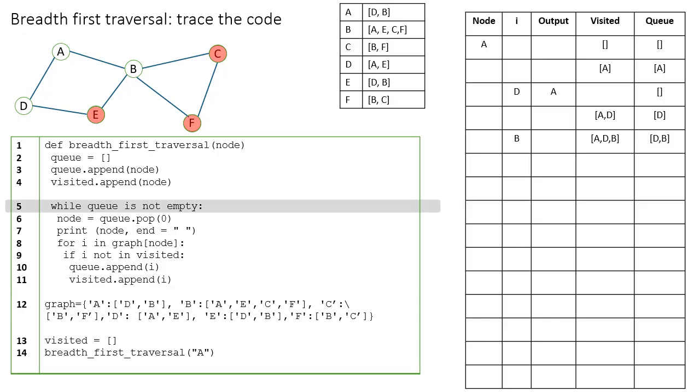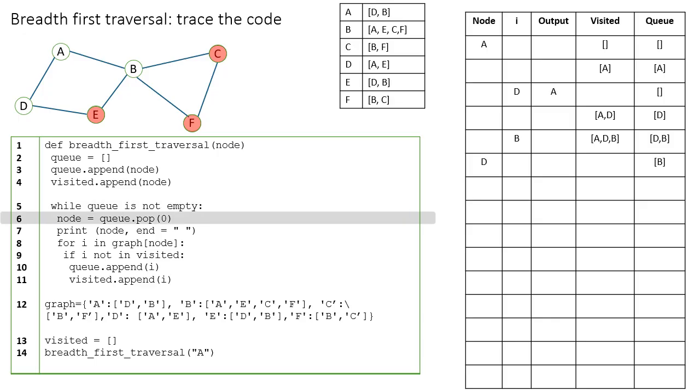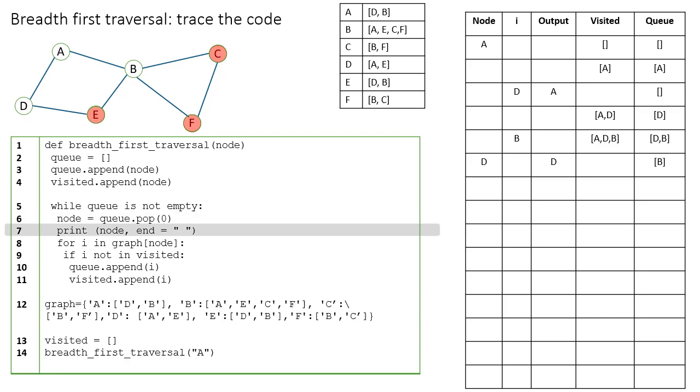Go back to line 5. The queue is still not empty. There are two elements in there, D and B. We pop the first value from our queue, which is D. We output that value.